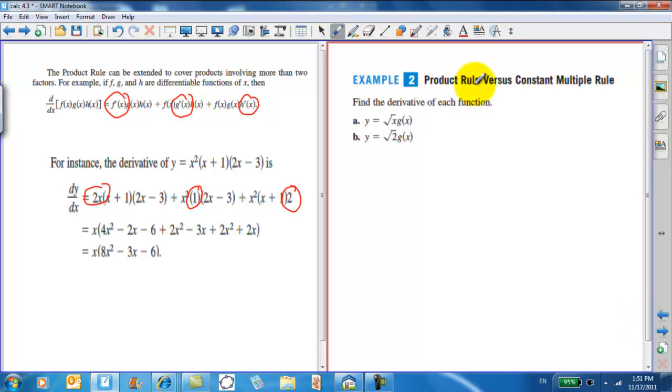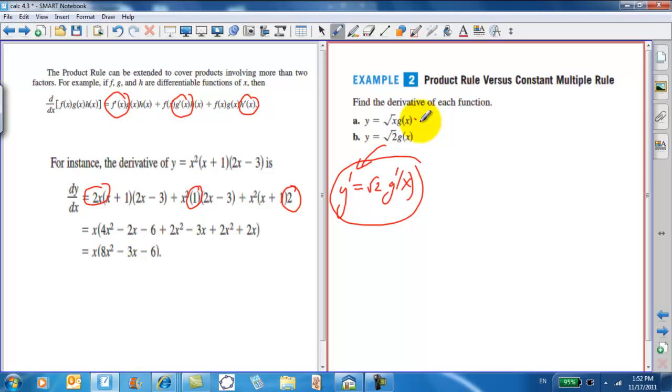Now, product rule versus the constant multiplier rule. These two functions look very similar. Which one's easier? This one. Because this is just a constant multiplier, so the derivative y prime will just be the square root of 2 times g prime of x. And we're done. They didn't give me a rule for g of x, so I don't have to go any further. Contrast that with this one, which now I can't think of square root of x as a constant multiplier.